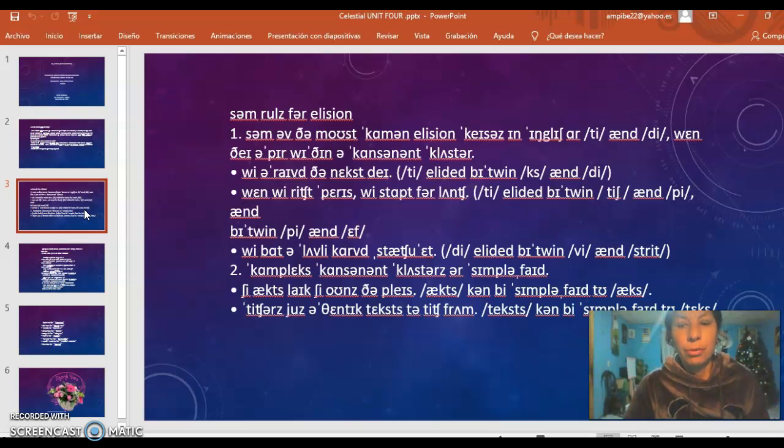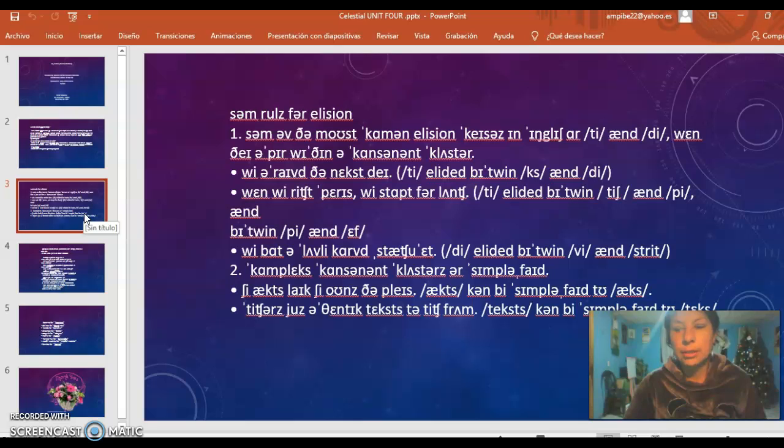Some rules for elision. First, some of the most common elision cases in English are T and D when they appear within a consonant cluster. We arrive the next day. T is elided between S and D. When we reach Paris, we stop for lunch.